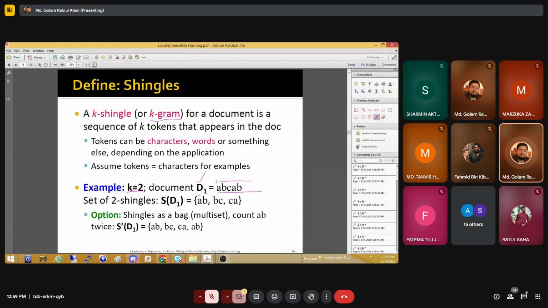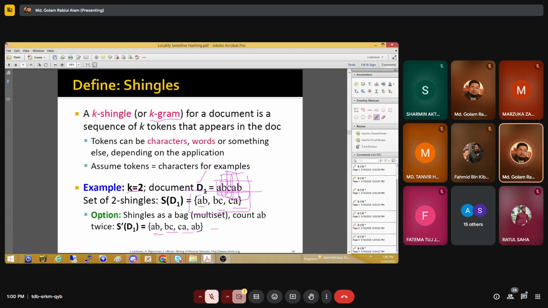The first shingle will be AB, and then the second shingle will be BC, and the third shingle will be CA, and the fourth shingle will be again AB. But we can see AB is here, AB is there. So actually, in our shingles, we will get AB, BC, and CA. These are the shingles of D1.